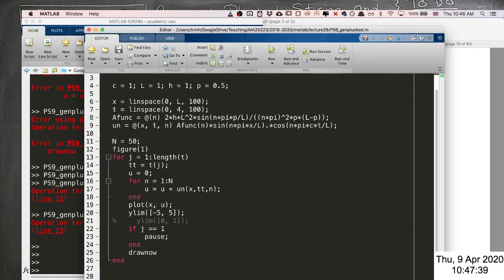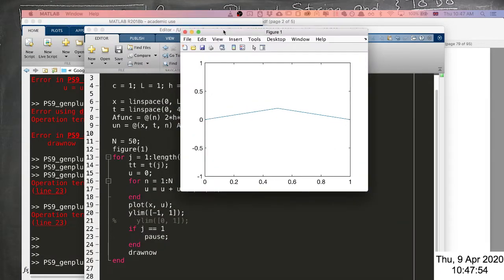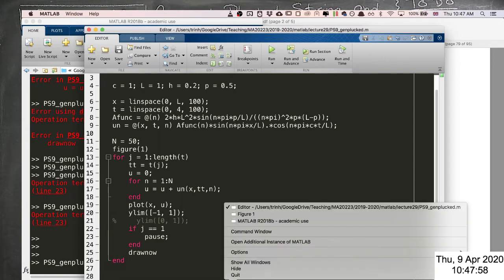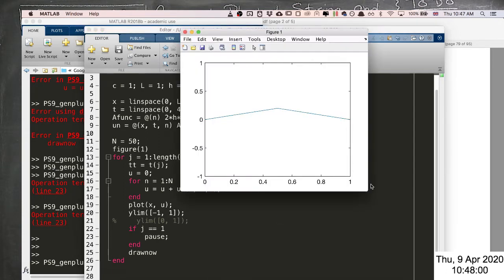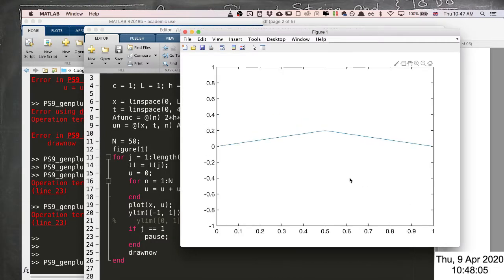So I'm going to keep the limits from -1 to 1, but I'm going to decrease the h. Let's take it to be 0.2 instead of 1. So we're going to pluck the string now only to a height of 0.2. And now this is more consistent, or at least apparently more consistent, with the initial assumption we had that the string is only weakly deflected.